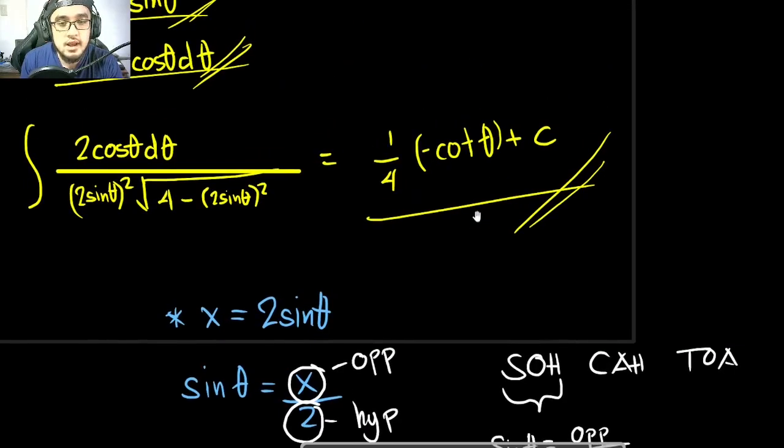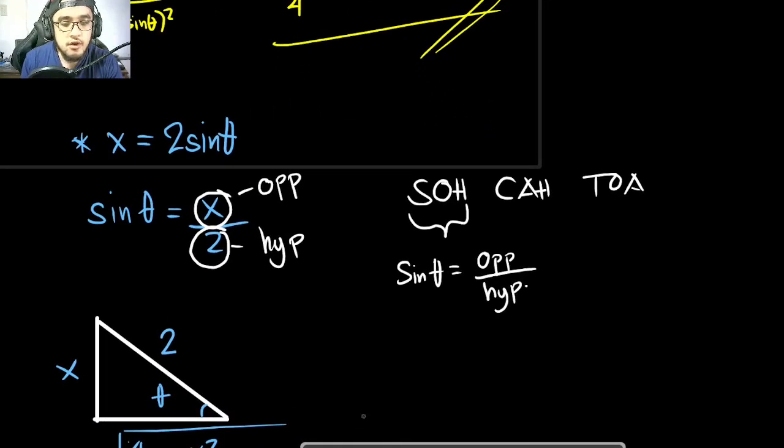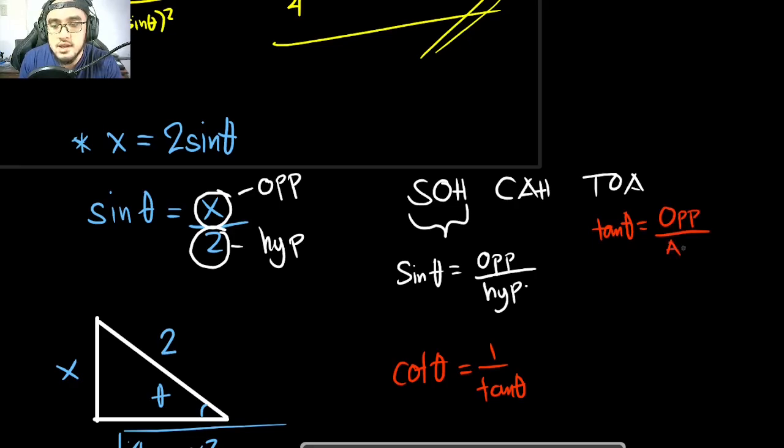But your answer here is in terms of cotangent theta. For your cotangent theta, using the identities that I have shown to you a while back, cotangent theta is actually the inverse of your tangent theta. And tangent theta is equal to opposite over adjacent. So if your cotangent is the inverse of your tangent theta, it means that it is adjacent over opposite.